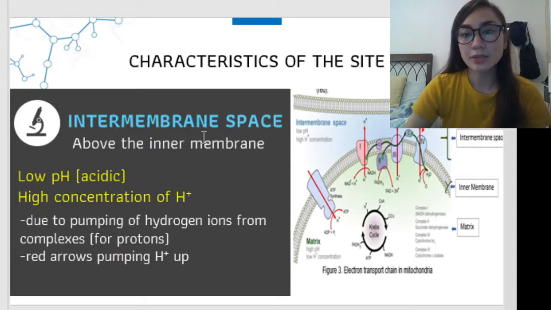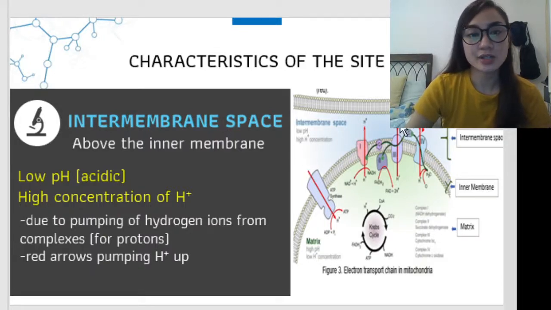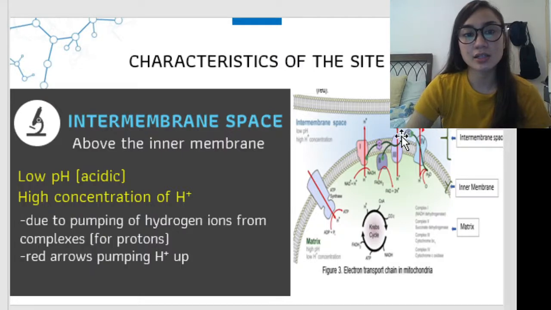So next is the intermembrane space. It is above the inner membrane. And the condition here is it is low in pH. So pag mababa ang pH natin from 0 to 6.9, ibig sabihin nito acidic yung environment natin. And mataas ang concentration of hydrogen. So high concentration of hydrogen ions.